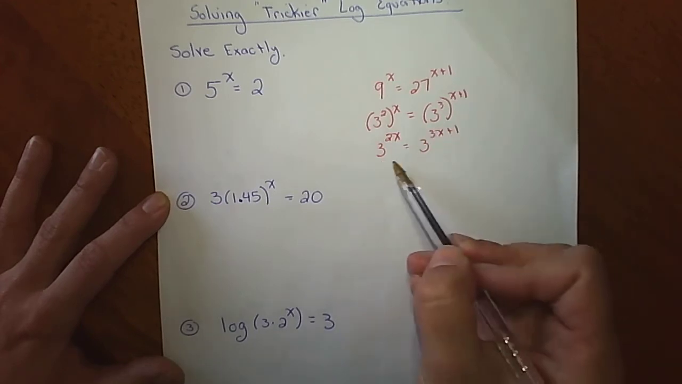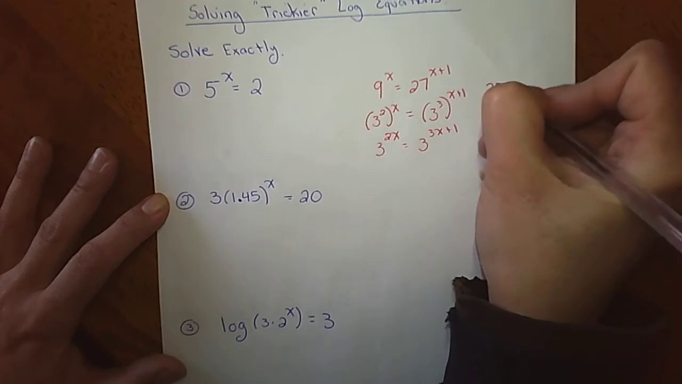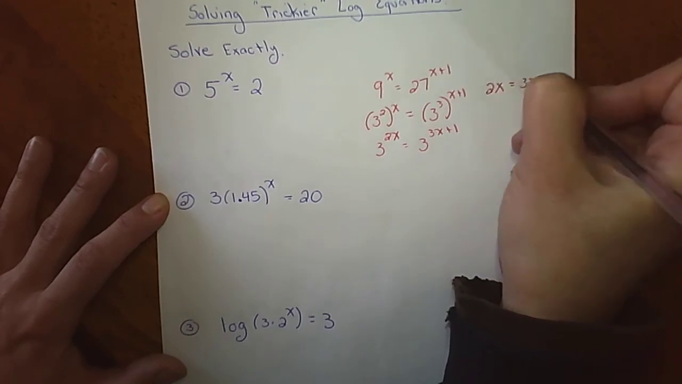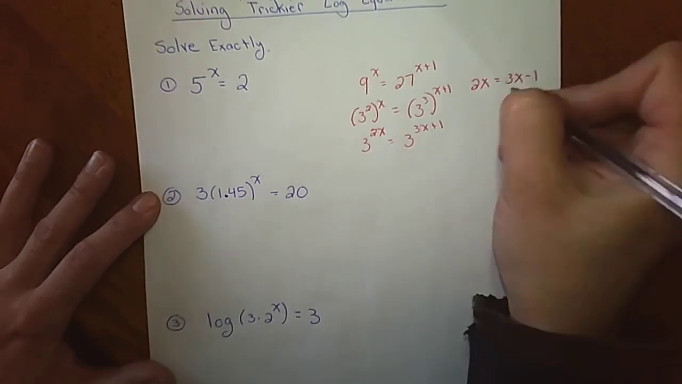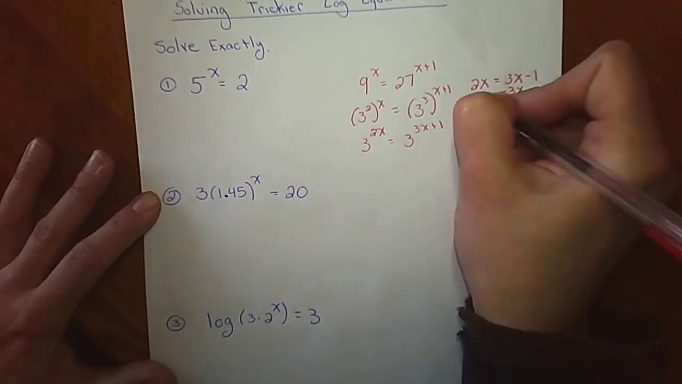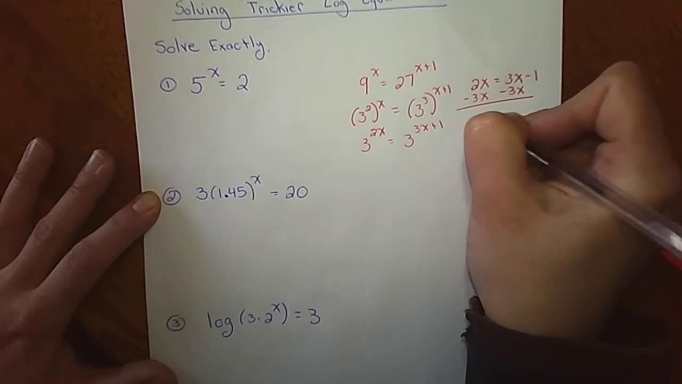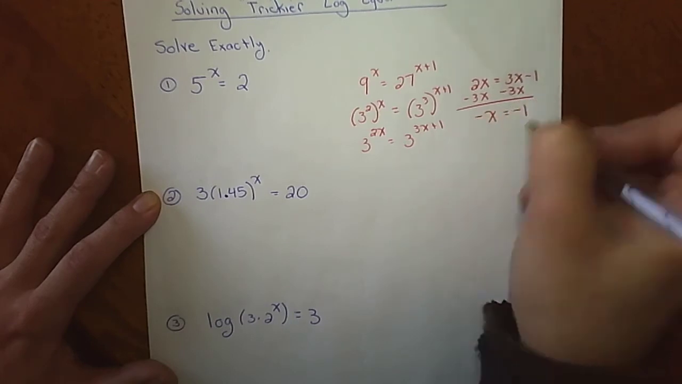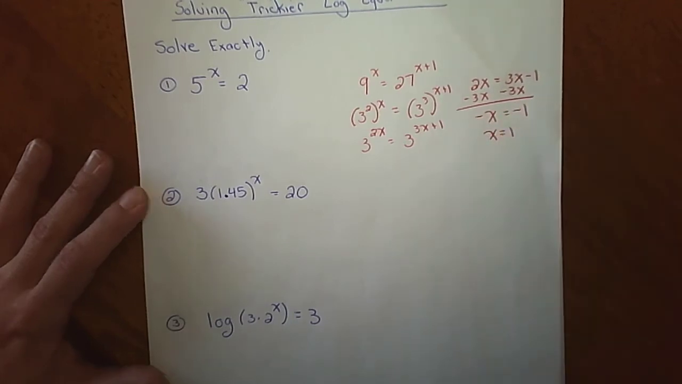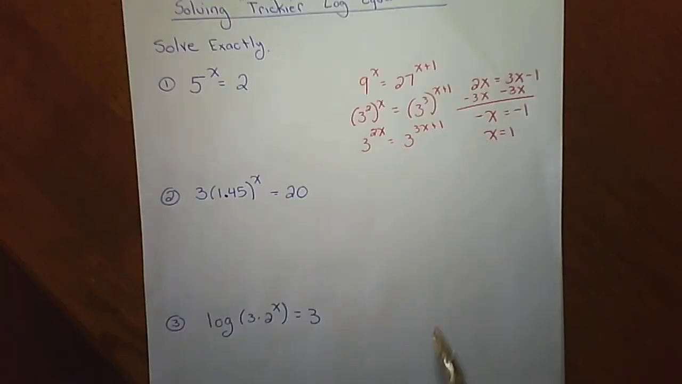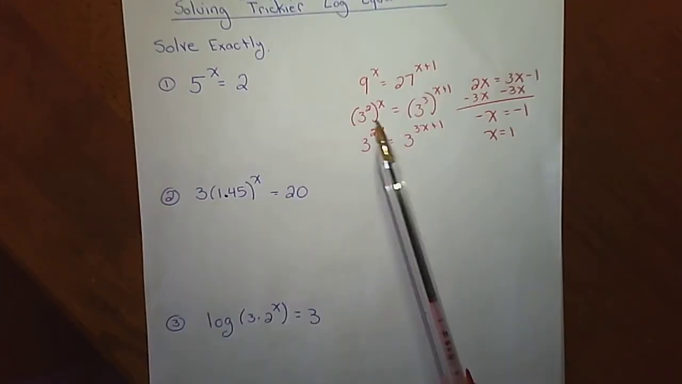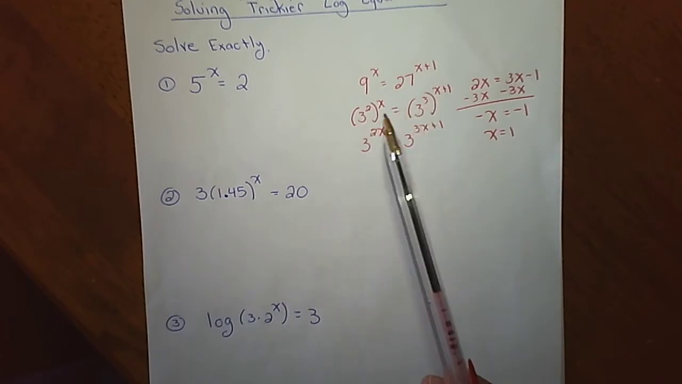And once you have a common base, then all we have to do is solve for the exponents. So subtract 3x over, I get negative x equals negative 1, so x equals 1. All right, so this is an exponential equation. And the reason why it's an exponential equation is we can make them into common bases.